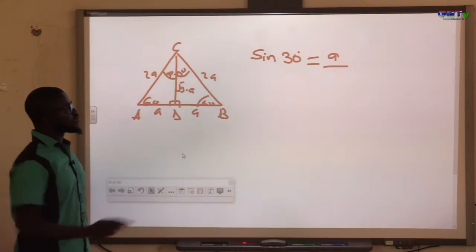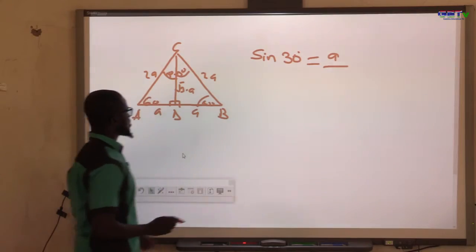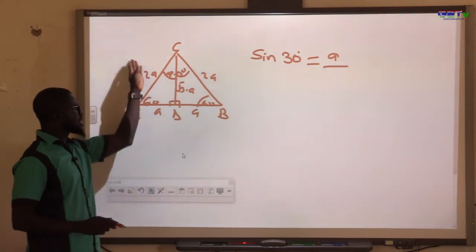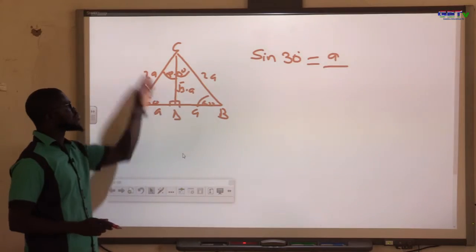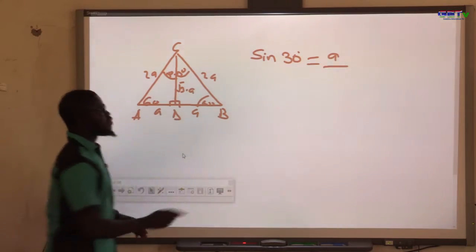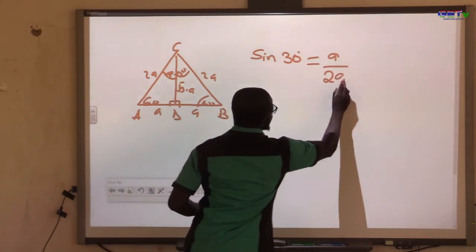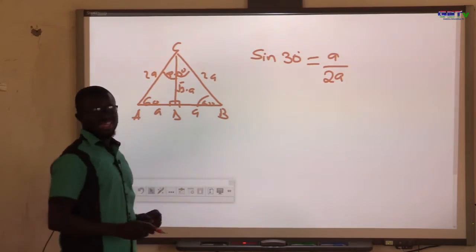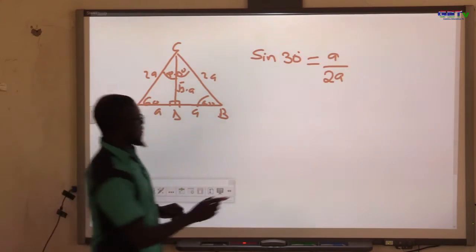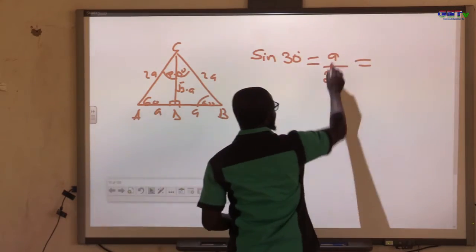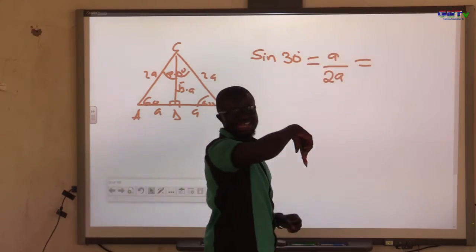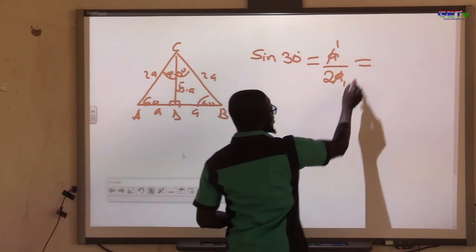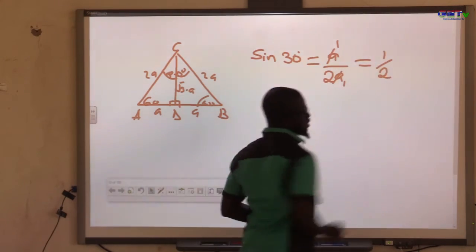Remember, sine equals opposite all over the hypotenuse. Where is the hypotenuse of this triangle ADC? Obviously, the side facing or opposite to the right angle is 2A. So we put that as the hypotenuse. We have A over 2A, which can be further simplified. This is the same as cancelling the like terms. A into itself is 1, A into A here is 1. So that will give us 1 over 2.